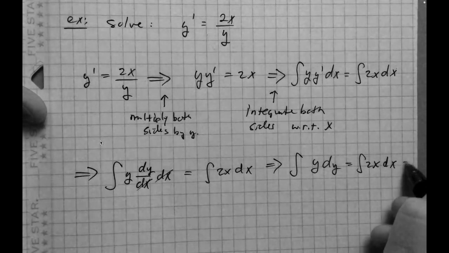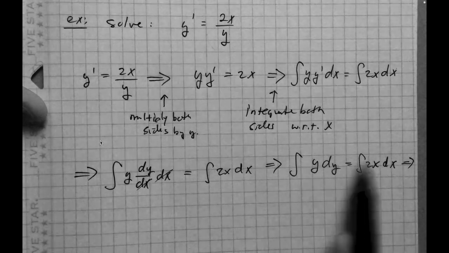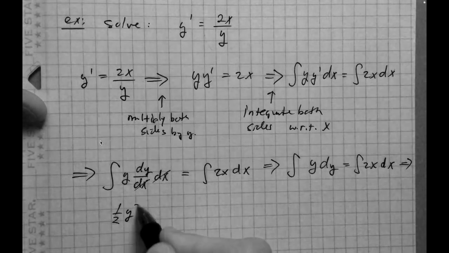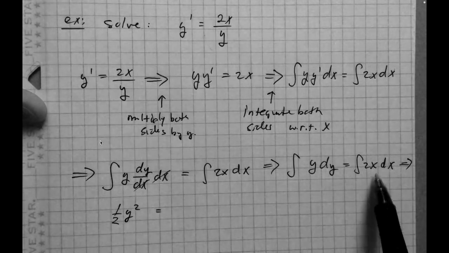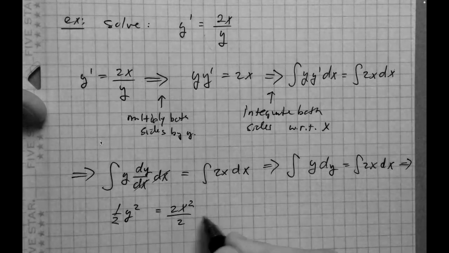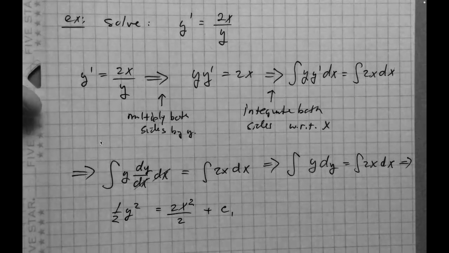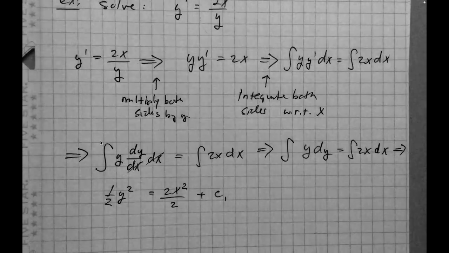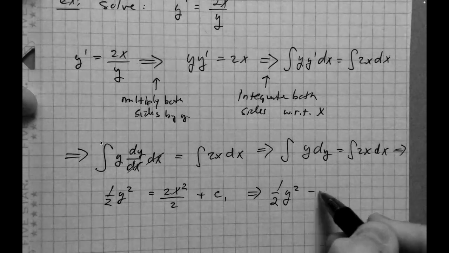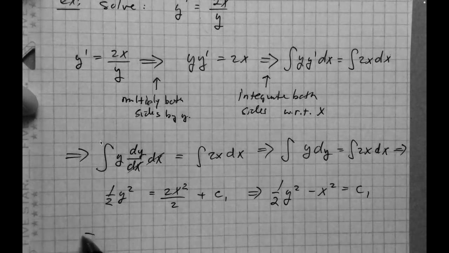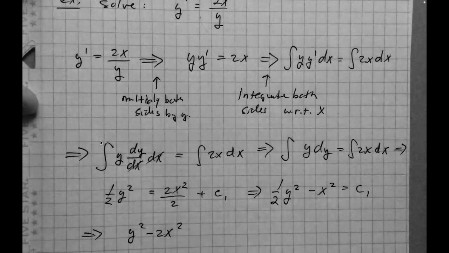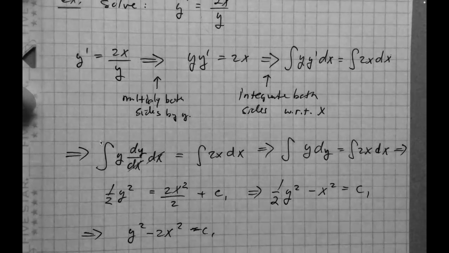Okay. And then, of course, we can integrate, right? So this side over here becomes 1/2 y squared, and this side over here becomes 2x squared over 2. Okay, and let's throw a constant on there. We'll talk about the constants in a moment. Right, but then you can see we could clean this up really nicely. 1/2 y squared minus x squared equals c1, and let's clean it up even better and say y squared minus 2x squared equals c1. Okay, so that's kind of a nice way to write it.